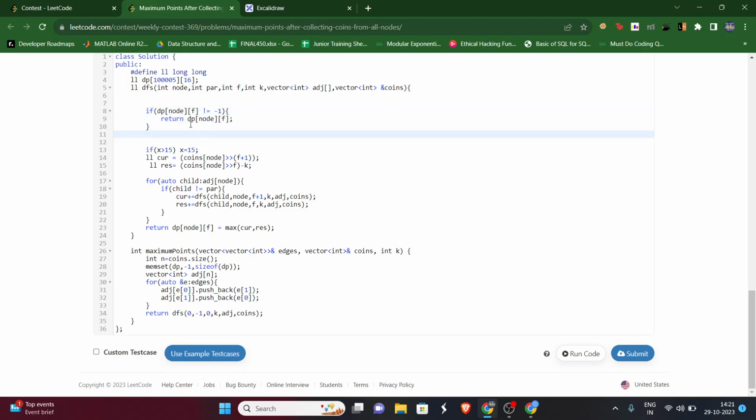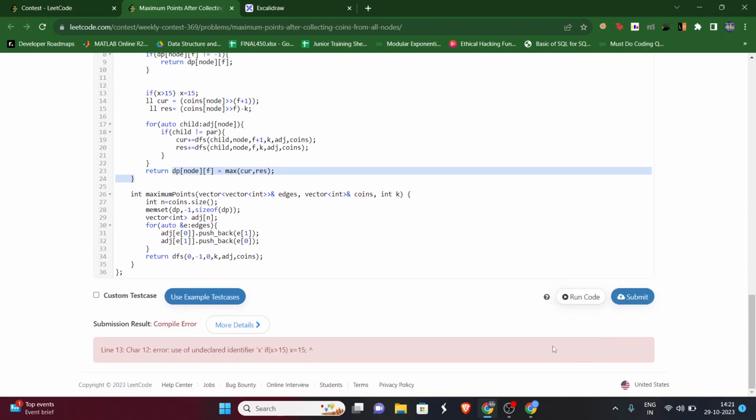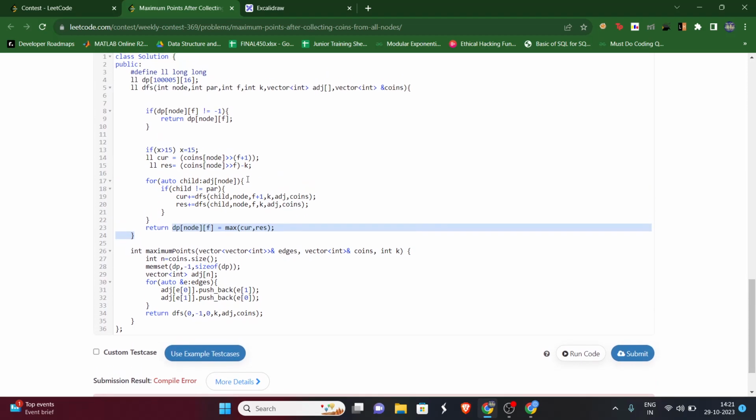If it is not there, we will calculate it. Else, if it is there, we can simply return it. And finally, we are storing the result. Let's try and submit the solution. Okay, so it's getting an error. So it's better to write F.